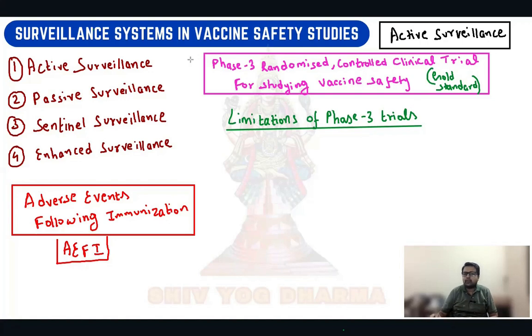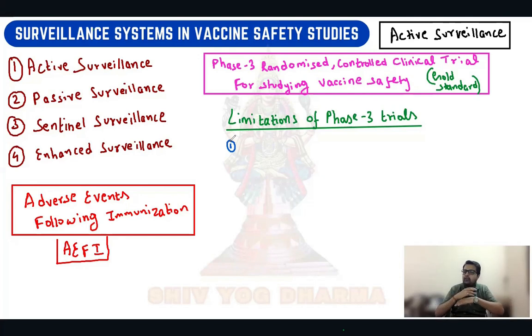So let us give it a try. Let us look at what limitations it might possess, and those limitations are also very concerning. Those limitations will give scope or an opportunity for other methods, because this active surveillance, this long-term vaccine safety study, is a part of a clinical trial, a phase 3 clinical trial.